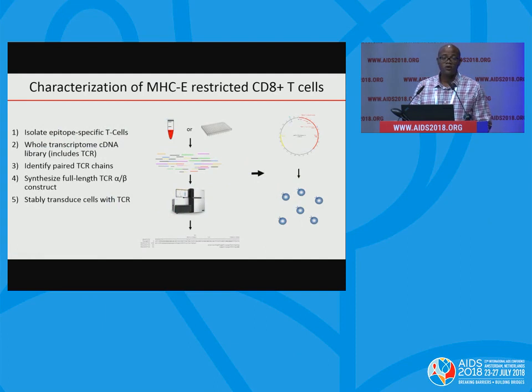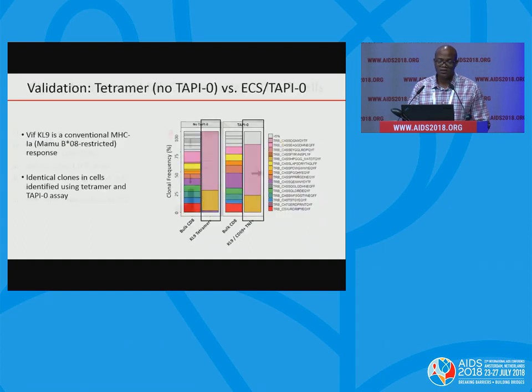Next was how we were going about sequencing these live antigen-specific cells. For that, we adapted an approach from Danny Douek's group, where we can either use single cells or bulk sorted cells, do whole transcriptome sequencing on those cells, use that sequencing to identify paired TCR chains, synthesize full-length constructs for transduction into naive CD8 T cells. But before we went forward with that, we needed to actually validate this system. For that, we used a cohort of SIV-infected rhesus macaques that we had on hand.